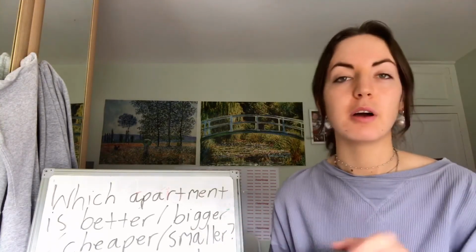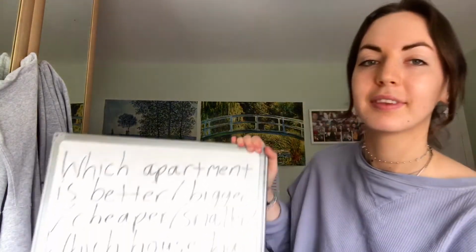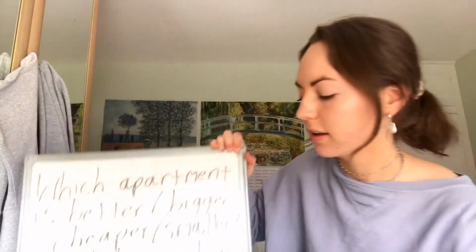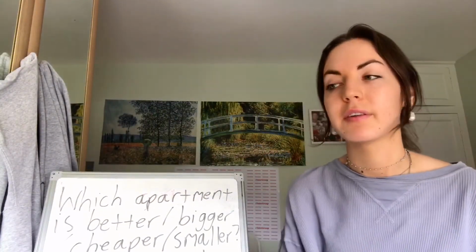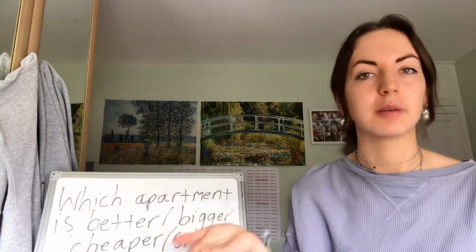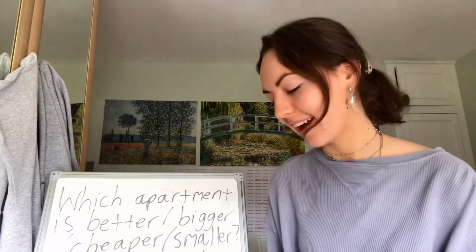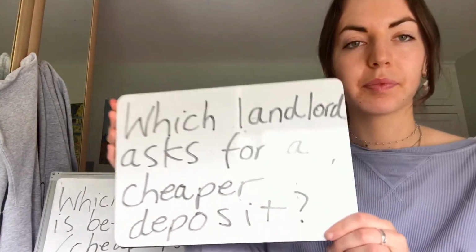But today we will only talk about comparatives. So, show you this one more time. Which house has more facilities? So maybe one house has a garden, but the other house has parking and a washing machine, so that house has more facilities.